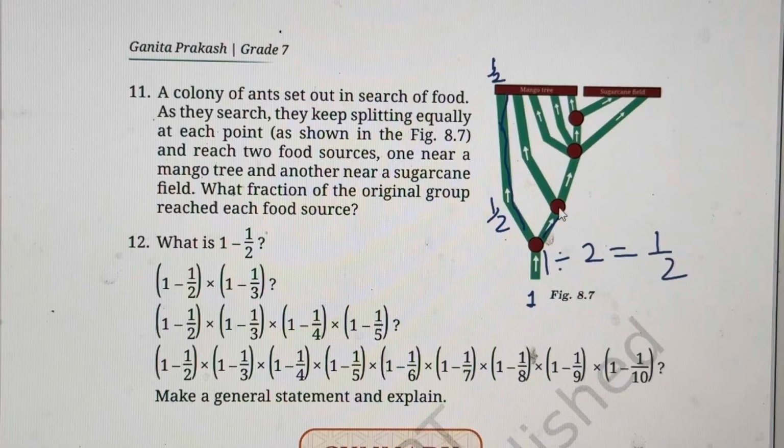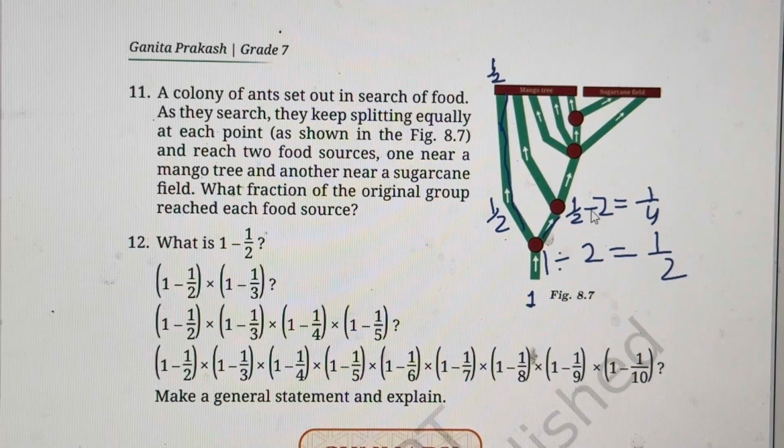Now again there is a point over here. Again they will split here. Now this group which is coming is already half. So that half is divided by 2. So half divided by 2 means 1 upon 4. You know we take the reciprocal of 1 upon 2, that is half. So half into half is 1 upon 4. So 1/4 is going from here and it reaches the mango tree. And 1/4 is going this way.